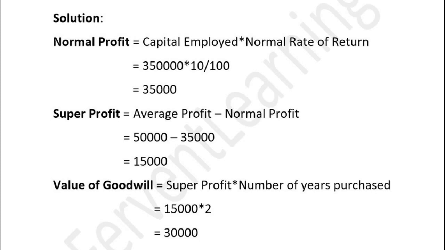Now, value of goodwill. Value of goodwill is equal to super profit multiplied by number of years purchased. Here, number of years purchased is 2 and our super profit is 15,000. So, 15,000 multiplied by 2 is equal to 30,000. So, value of goodwill is equal to 30,000 in this sum. This is a formula based sum. Now we will solve another problem based on super profit method in which we need to calculate average profit too.